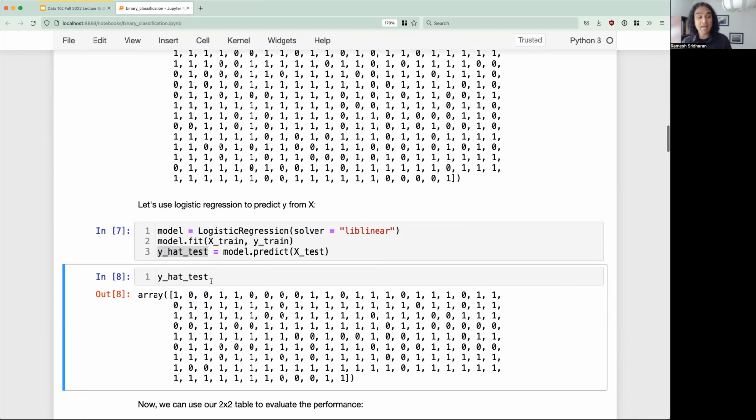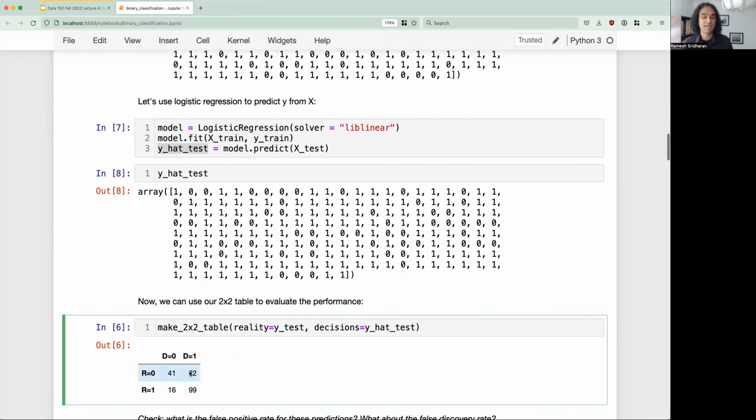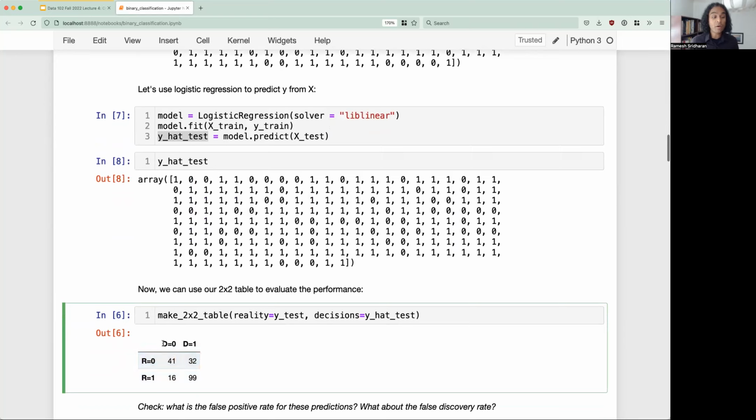Okay, and now we can compare these to reality, and we get this 2x2 table here. So this is, again, the 2x2 table we're very familiar with. Here, what is the decision? The decision says the model thinks, yes, I think this patient has breast cancer, or no, I think they don't. Similarly, reality is, do they actually or do they not? So reality equals 1 means they do have it. Reality equals 0 means they don't.